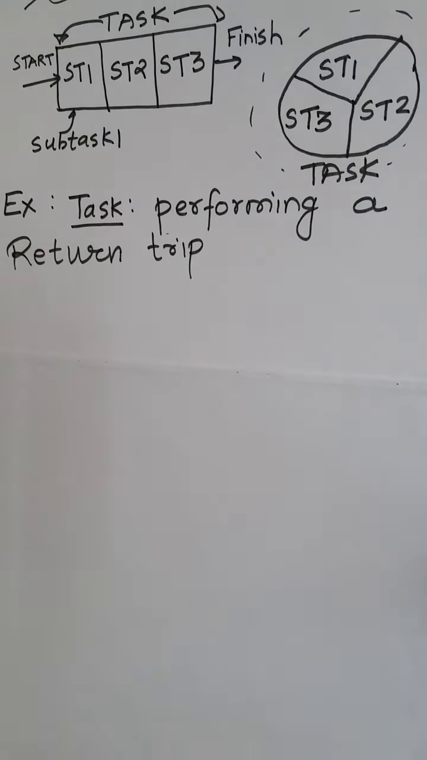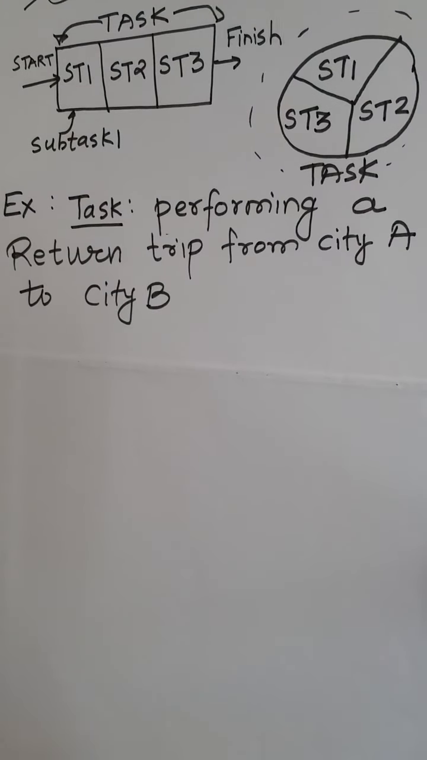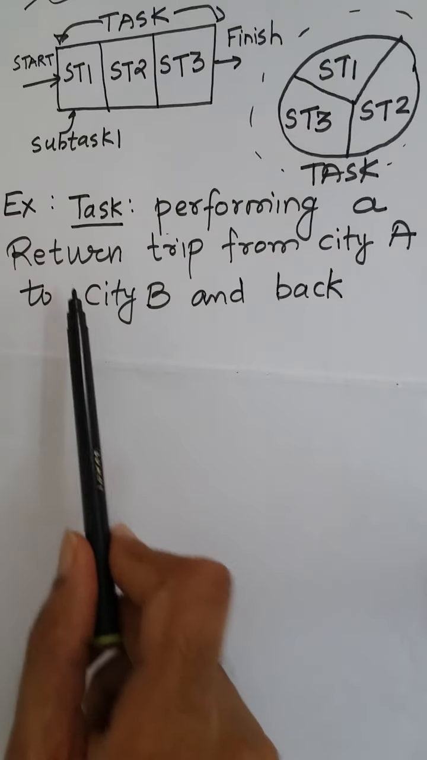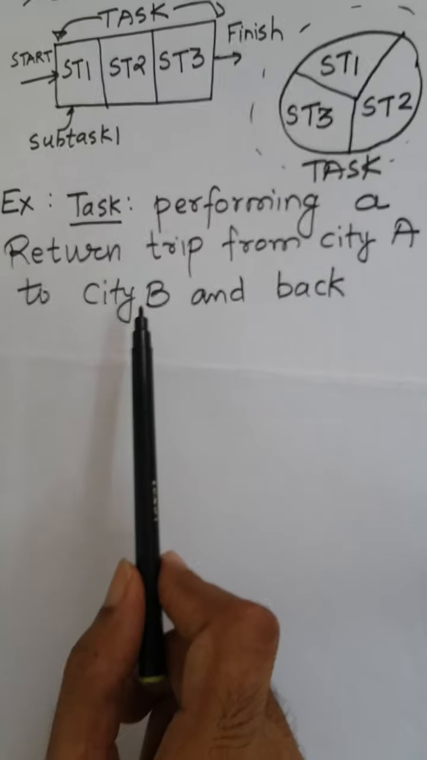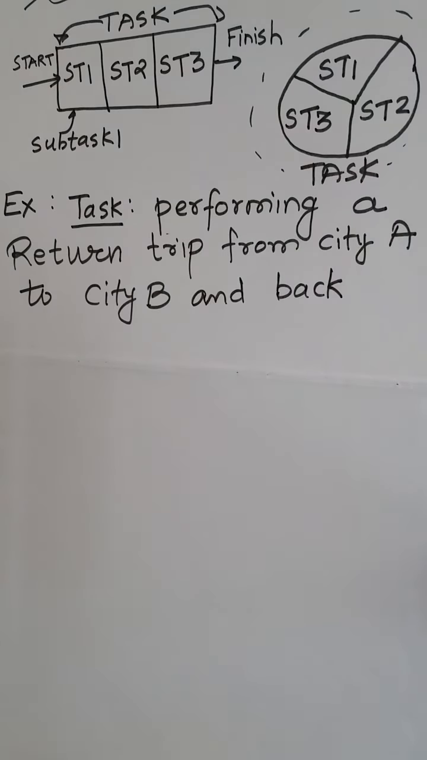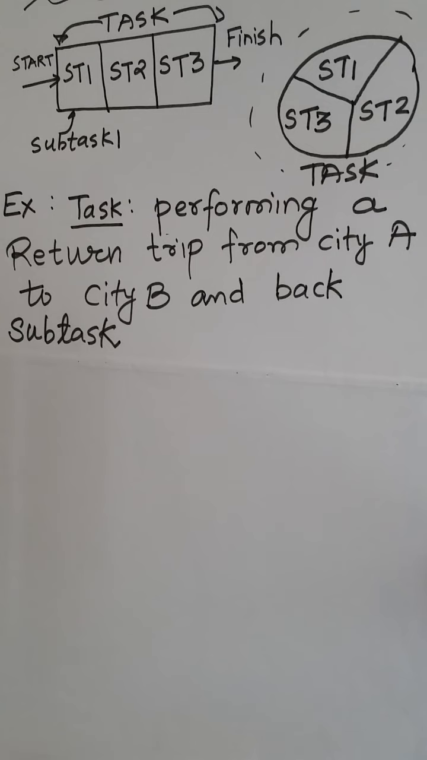Performing a return trip from city A to city B and back. The task is performing a return trip, or going from city A to city B and again coming back from city B to city A. That is the task. That's the meaning of this. Now if I ask you, what are the subtasks involved here? How can we define the subtasks here in order to accomplish this task?